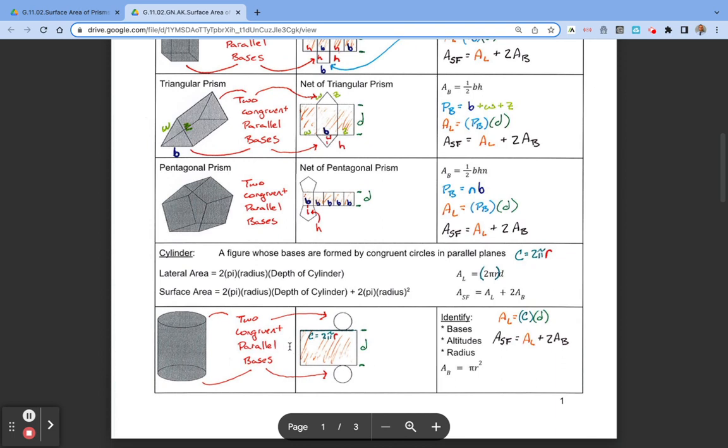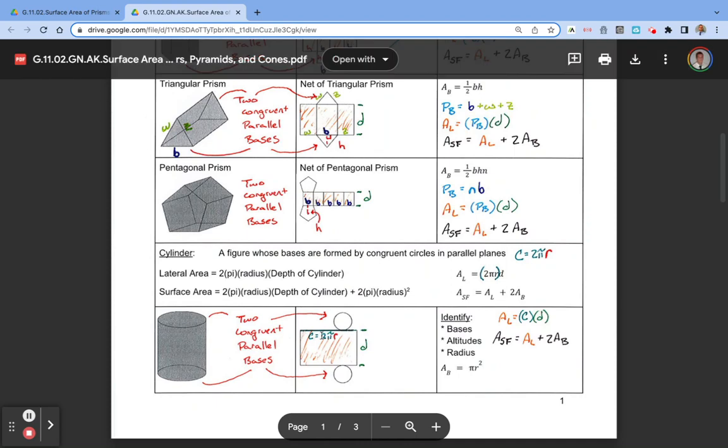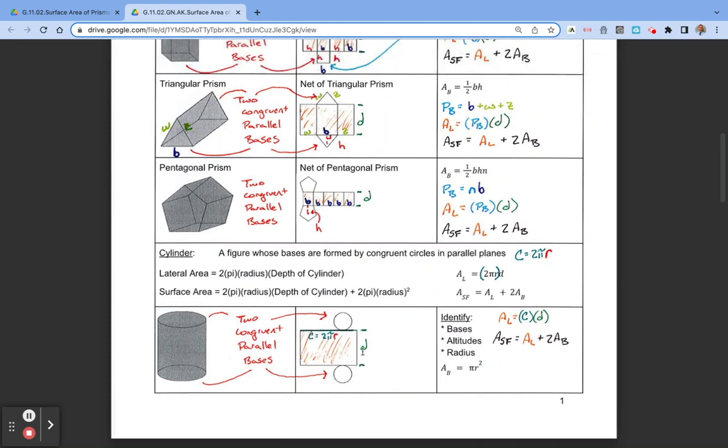Then we have a cylinder, a figure whose bases are formed by congruent circles in parallel planes. So C is equal to 2 pi r. That's the equation for circumference. The lateral area is 2 pi r times the depth of the cylinder. So the circumference times the depth. That's the lateral area right there.